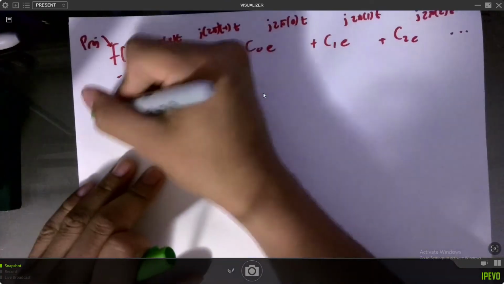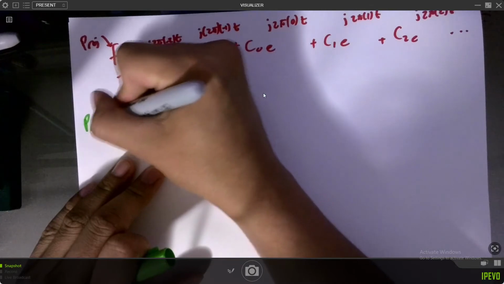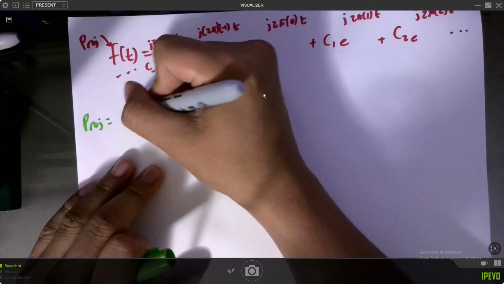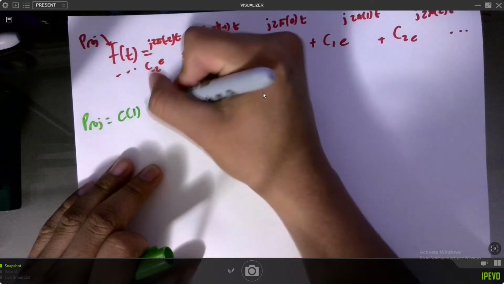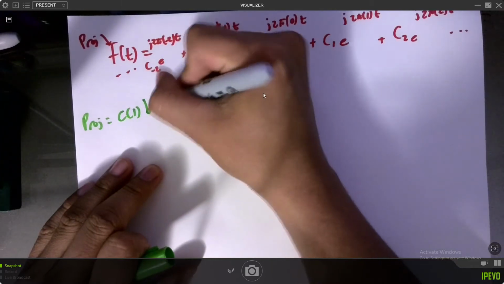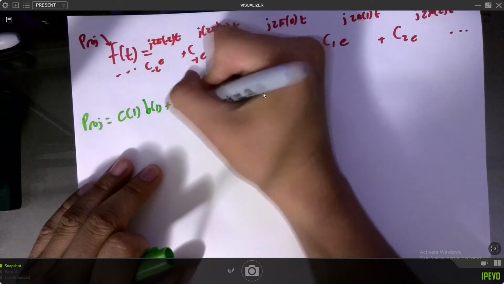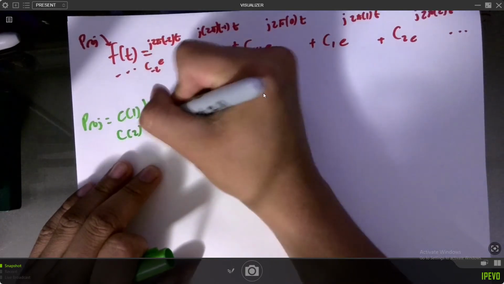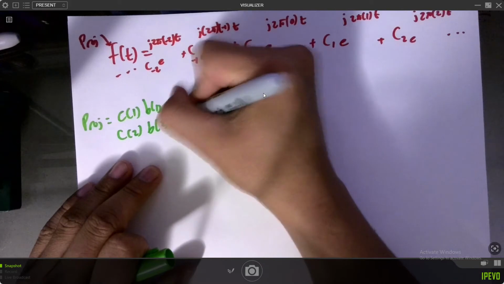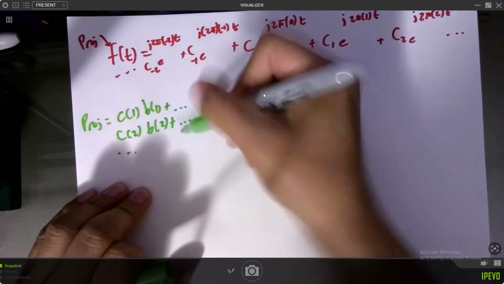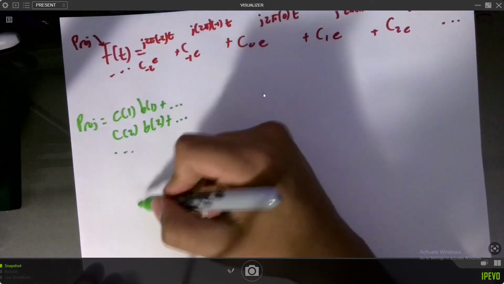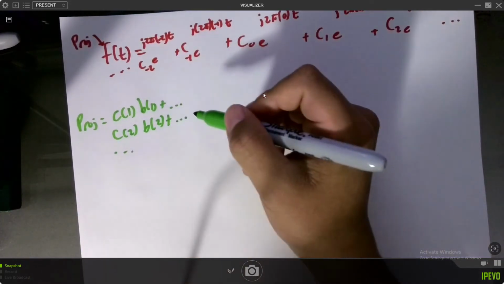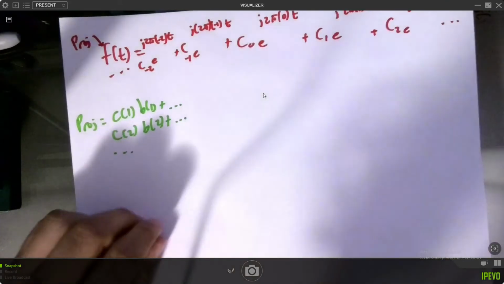and what you would probably do in MATLAB, and I don't blame you, is probably this. You're probably going to do proj equals a whole bunch of, you're going to put your c of 1 and then your basis function b of 1 plus dot dot dot c of 2 b of 2 plus dot dot dot, and then down the line. That's a lot of lines. Like if you have to write 15 lines of code, it's going to be pretty long. But there's a cool trick that I want to show you.